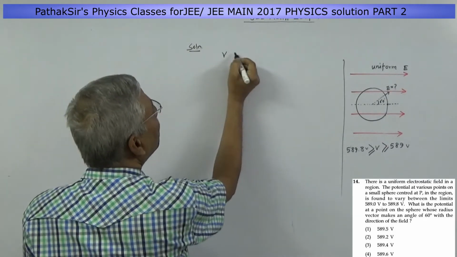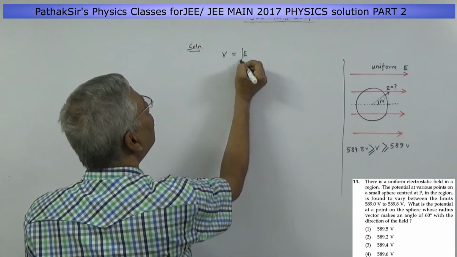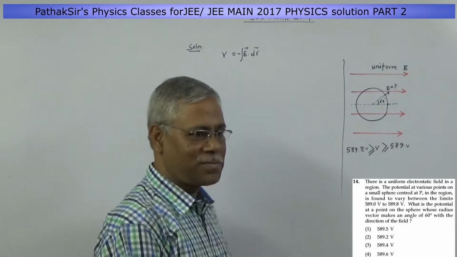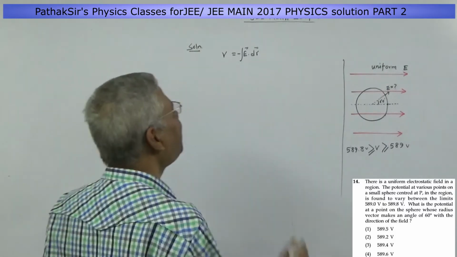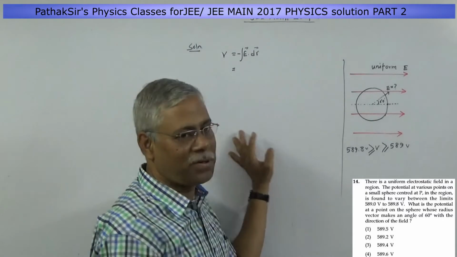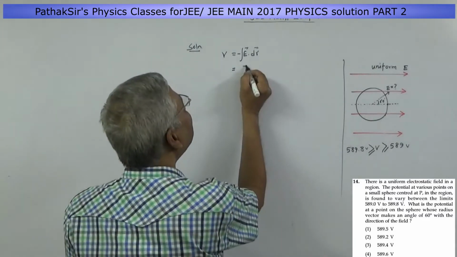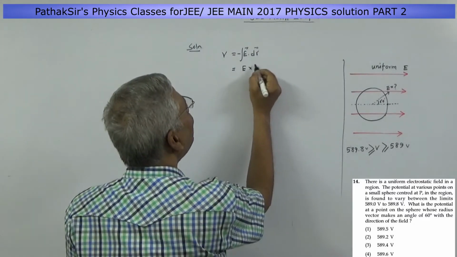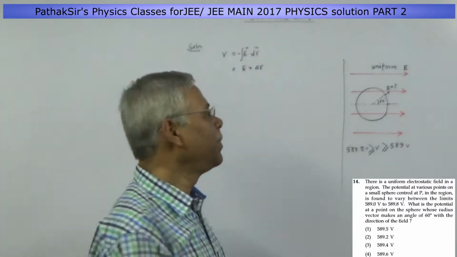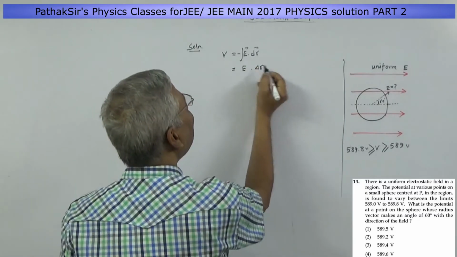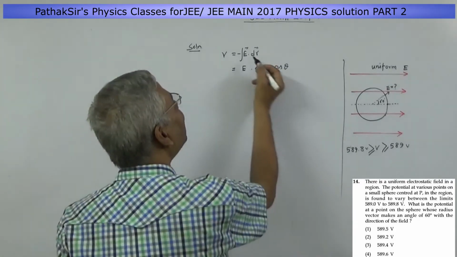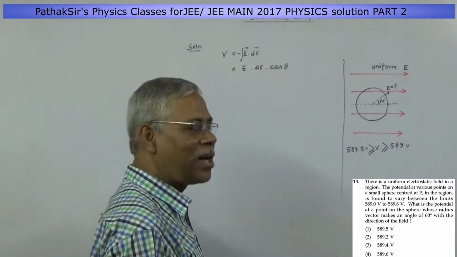Potential V equals negative integration E dot dr. This is the general formula. Since the field is uniform, there is no need of going through integration. We'll simply write E into delta r, the distance, or E into delta r into cos theta, where theta is the angle between the E vector and the R vector.